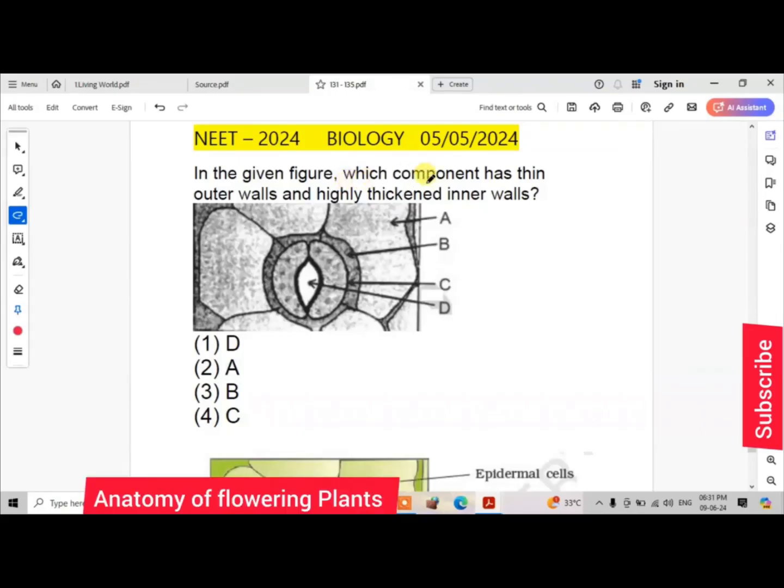In this given figure, which of the components has thin outer walls and highly thickened inner walls?